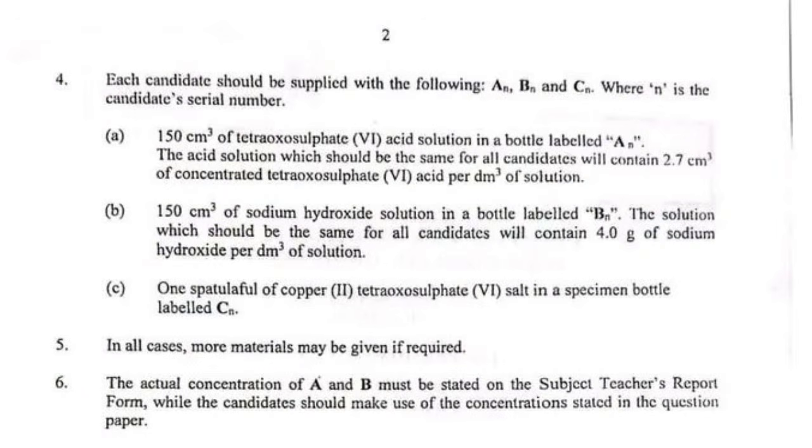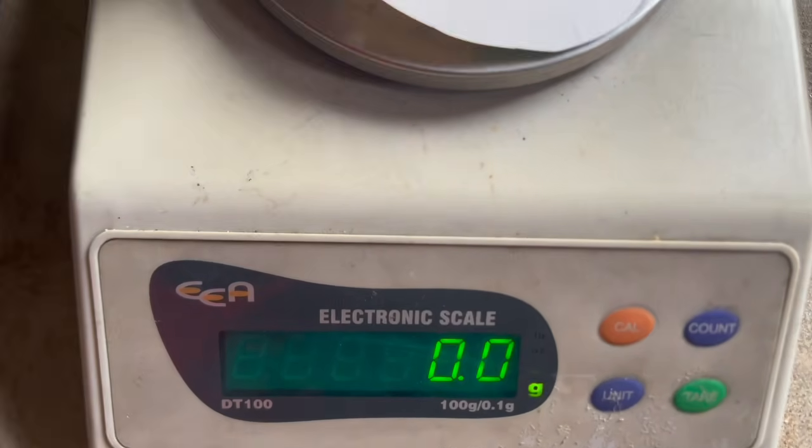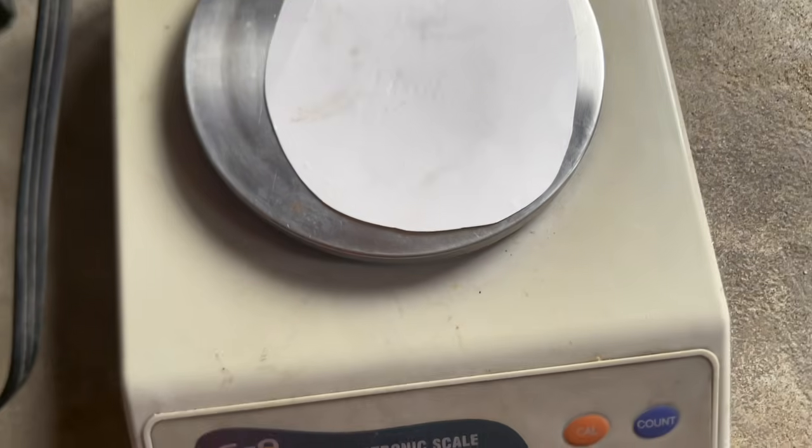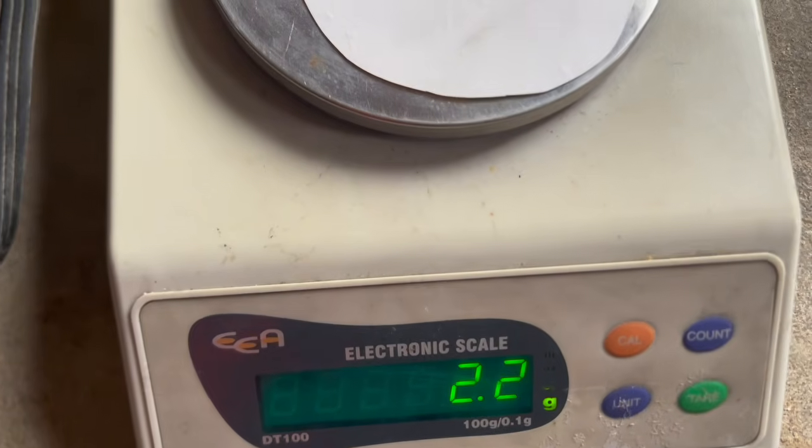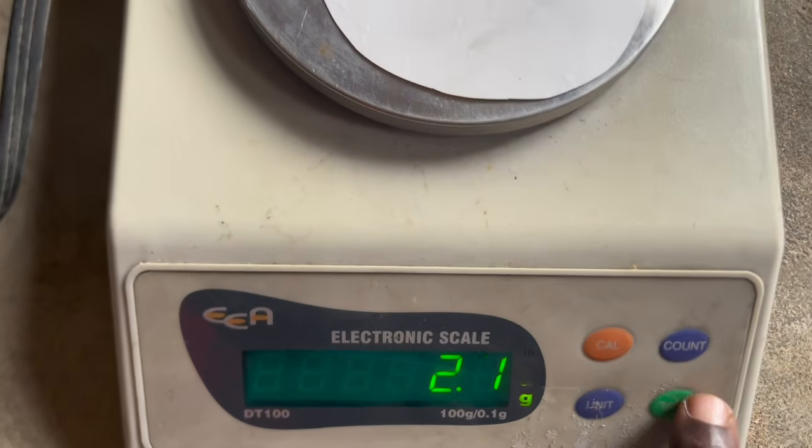So from the instruction, 150 cm cube of tetraoxosulfate 6 acid solution in a bottle labeled AN. The acid solution, which should be the same for all candidates, will contain 2.7 cm cube of concentrated tetraoxosulfate 6 acid per dm cube of solution. Then B says 150 cm cube of sodium hydroxide solution in a bottle labeled BN. The solution, which should be the same for all candidates, will contain 4.0 gram of sodium hydroxide per dm cube.